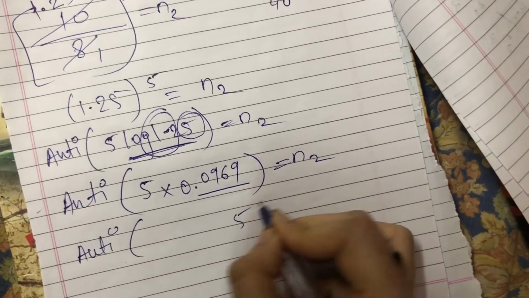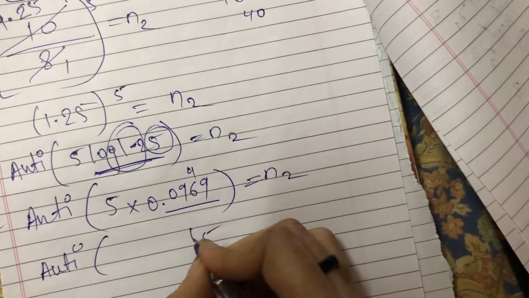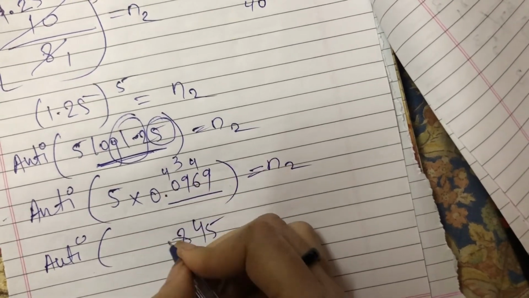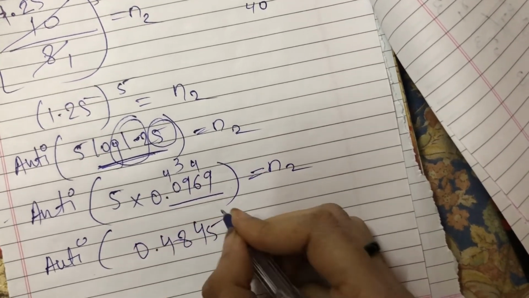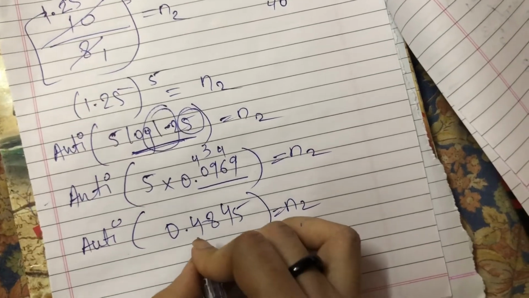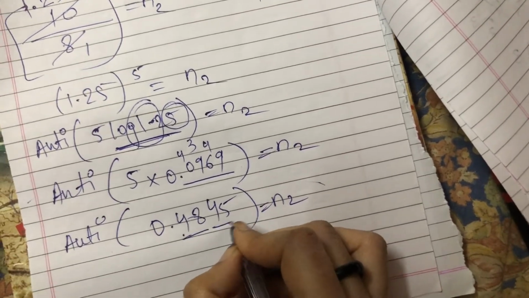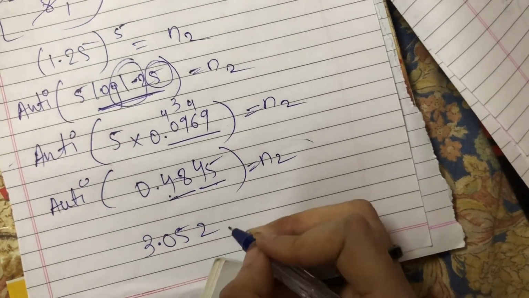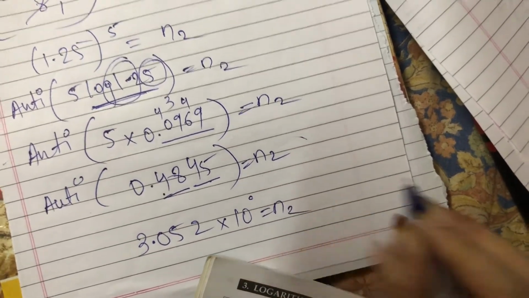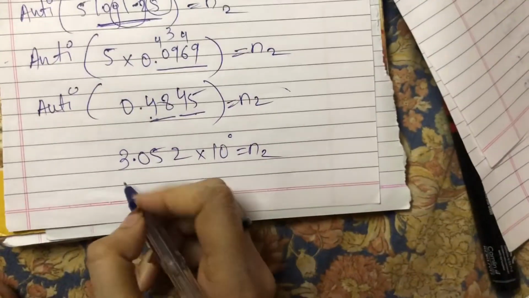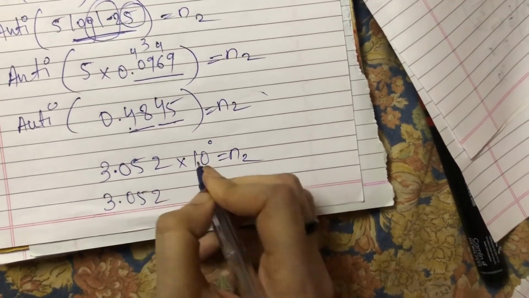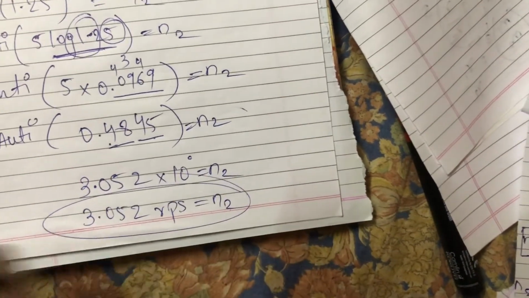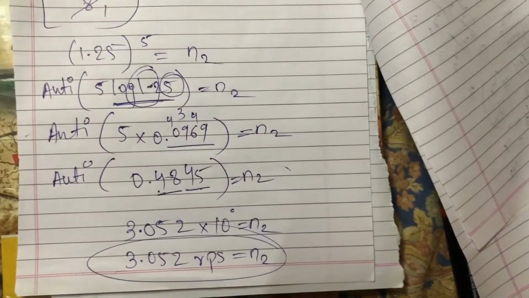5 nines are 45, so you have 4. 5 sixes are 30, 34. 5 nines are 45 with 3, 48. 5 zeros plus 4, so log n2 is 0.4845, and the antilog of that gives 3052. After one digit, put the point, into 10 raised to 0 is equal to n2. Now this is 3.052. Anything raised to 0 is equal to 1, so n2 is 3.052 rps. This will be the frequency of your second balloon.